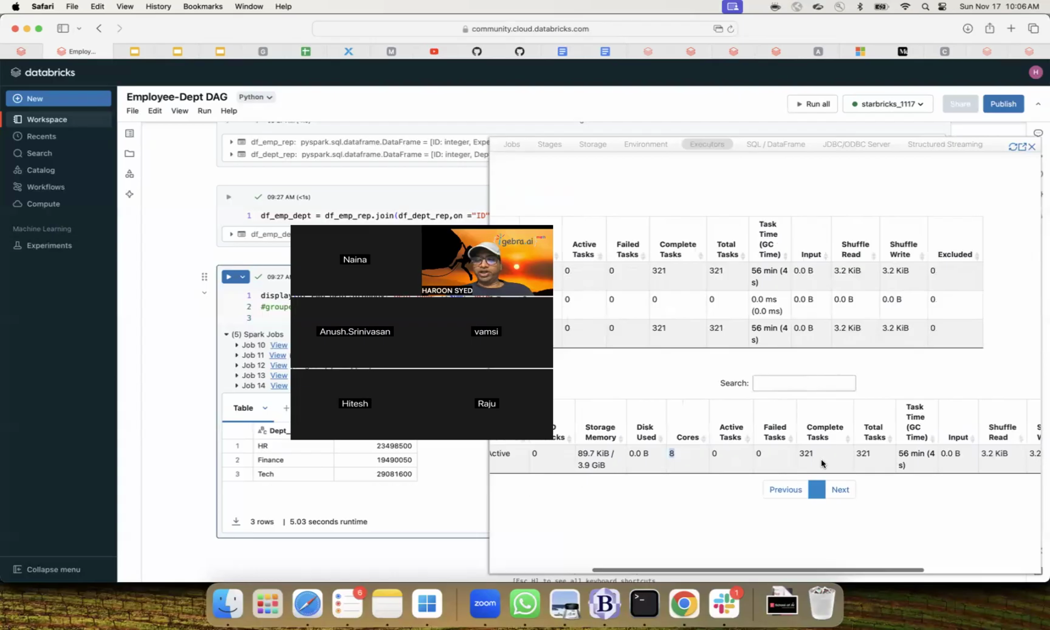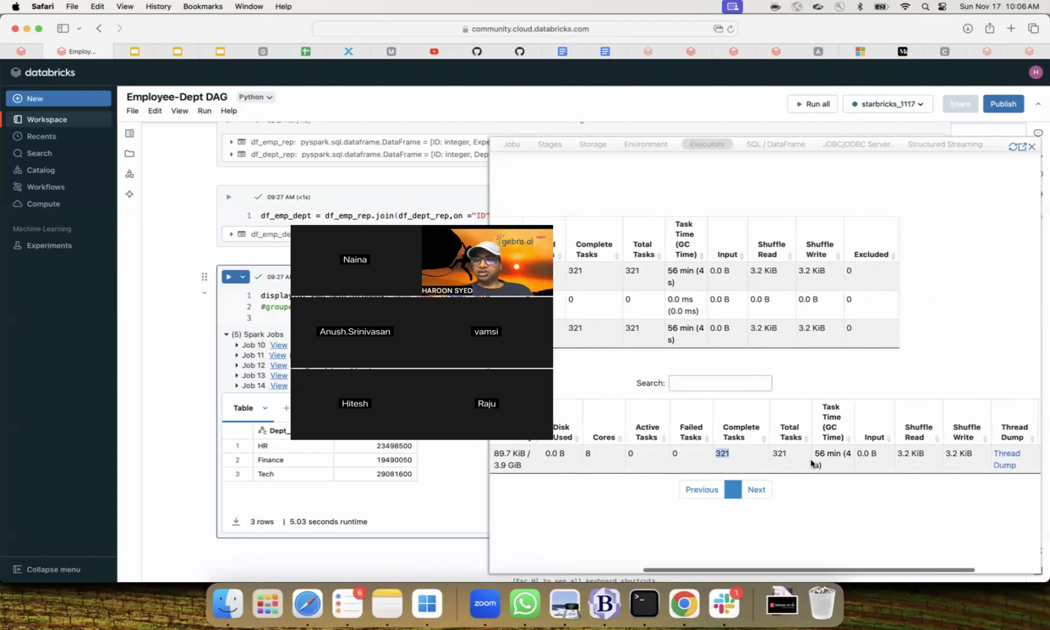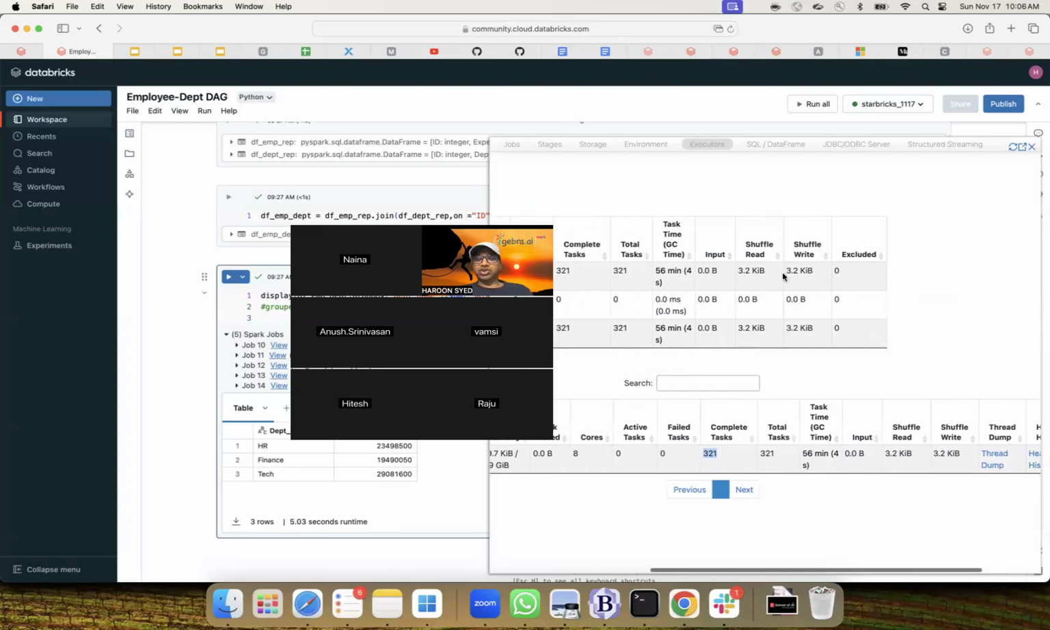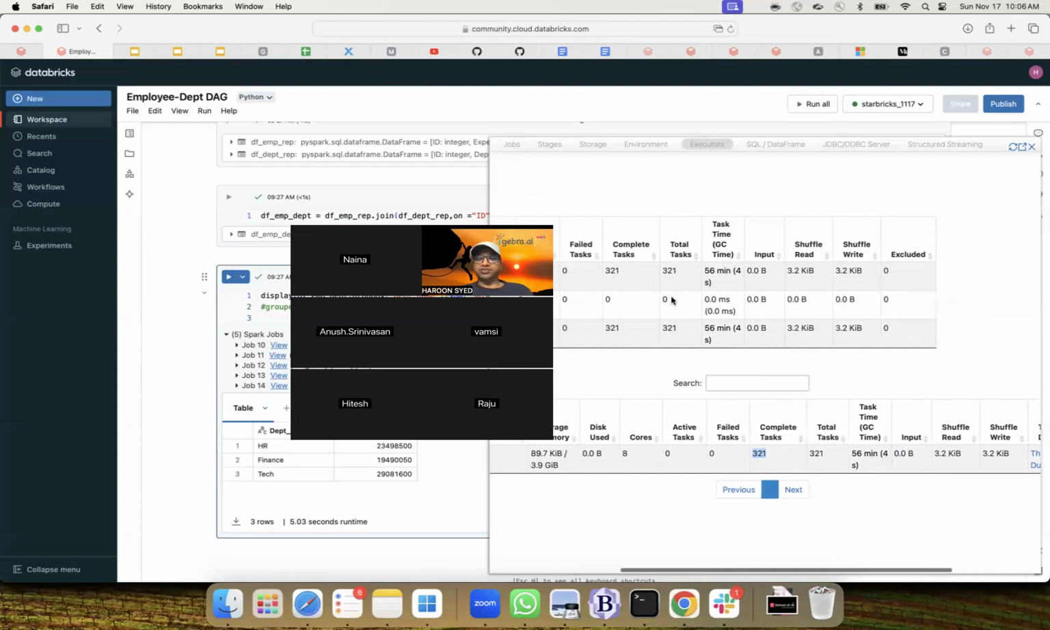Then it will tell you how many tasks it has created to execute all of this. It has created 321 tasks. So basically 8 tasks run in parallel, one batch after the other. You can also see shuffle read, how much data it has shuffled, 3.2 KB. It has shuffle read and write. So here you also get all those statistics.